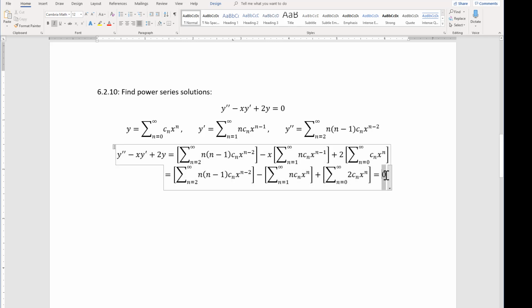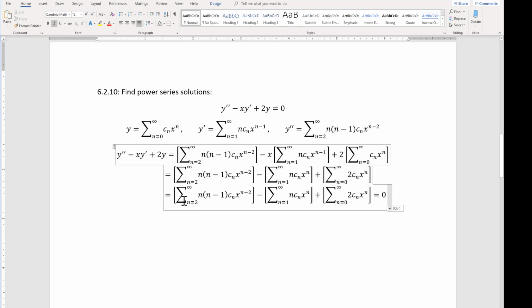And now let's see if we can take a look at the index for each series and the powers. I want them to match. And so I see that I have x to the n, x to the n, and I don't have x to the n here. So I want this to be an x to the n. So we're going to do an index shift.